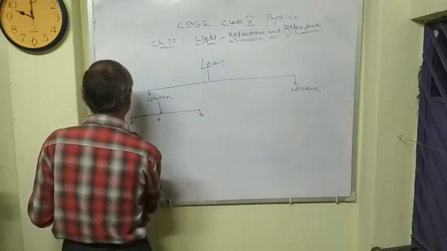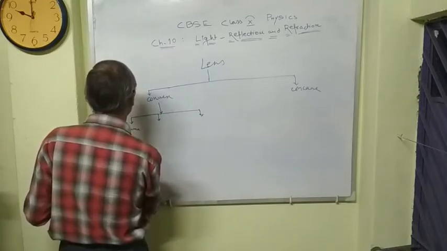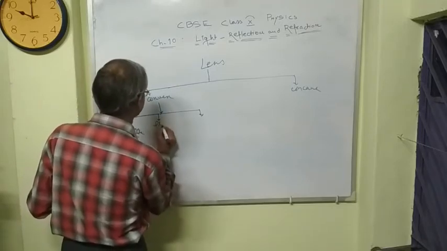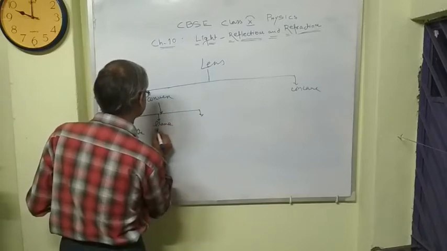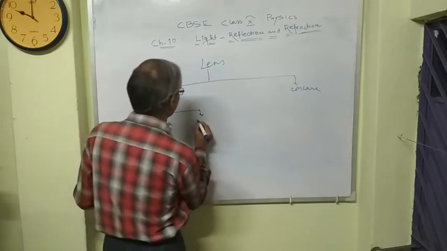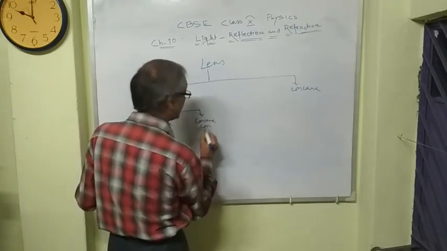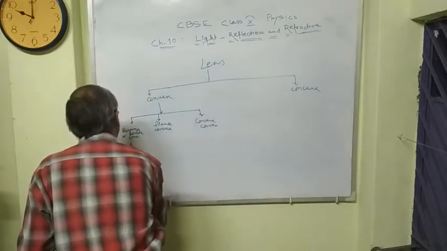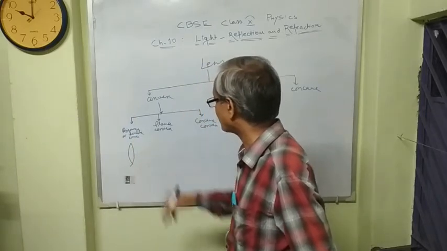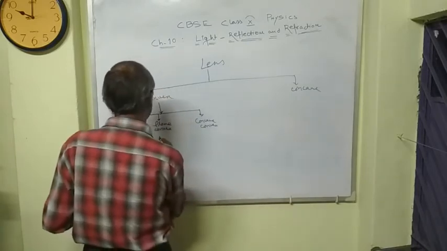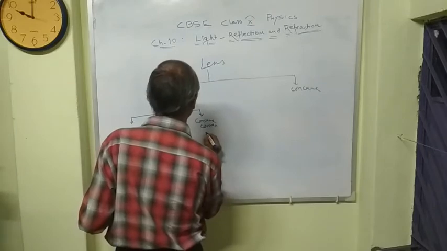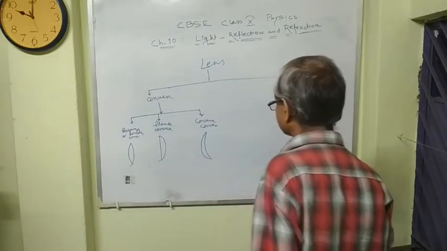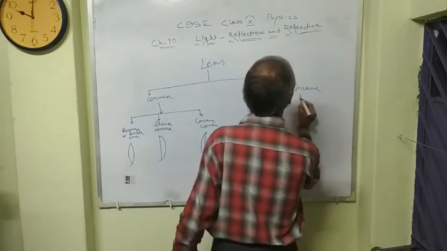Biconvex or double convex, plano convex, and concavo convex or convex meniscus. Here this is a double convex or biconvex lens. This is a plano convex lens and this is a concavo convex lens, right?